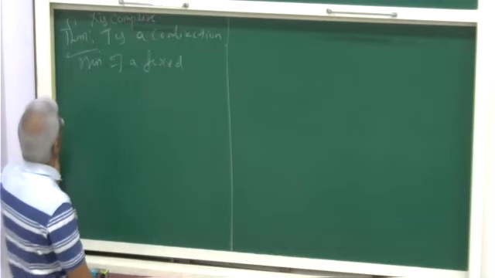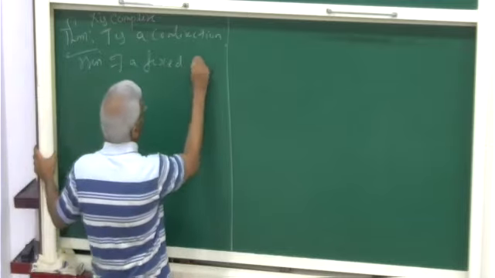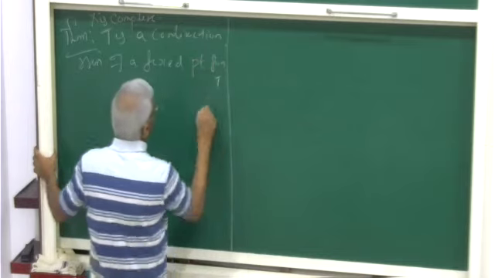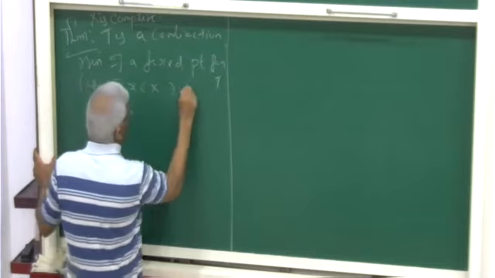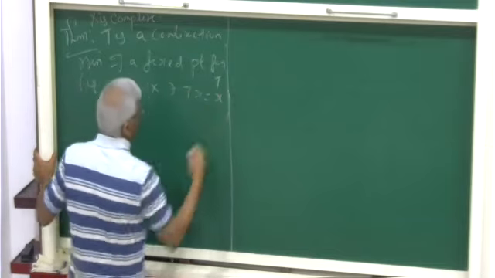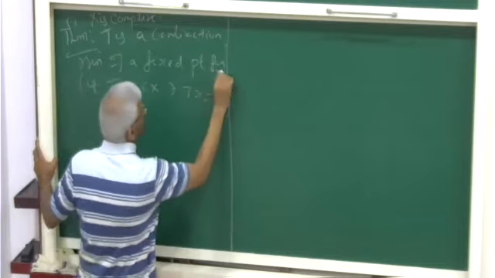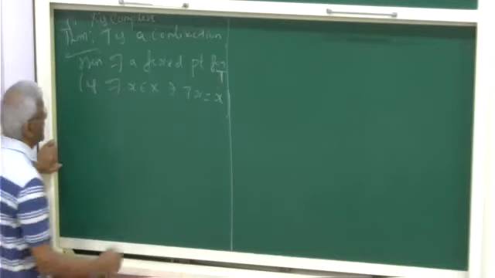Okay. T is a contraction. Then there exists a fixed point for T. That is, there exists x in X such that Tx equals x.